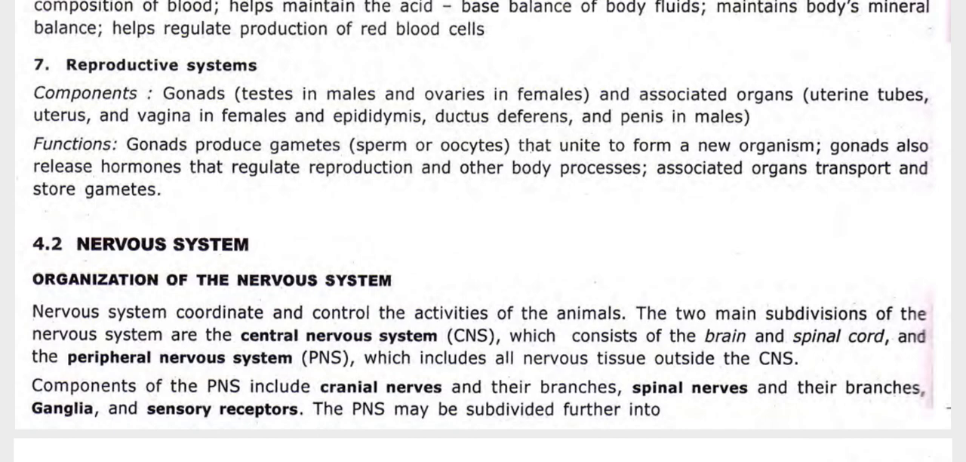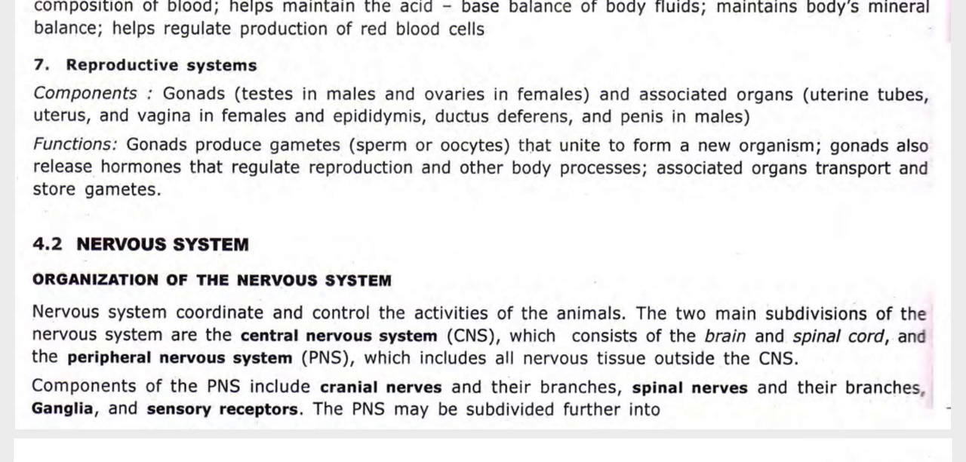Nervous system, organization of the nervous system. The nervous system coordinates and controls the activities of the animal. The two main subdivisions of the nervous system are the central nervous system, or CNS, which consists of the brain and spinal cord, and the peripheral nervous system, or PNS, which includes all nerve tissues outside the CNS. Components of the PNS include cranial nerves and their branches, spinal nerves and their branches, ganglia, and sensory receptors.